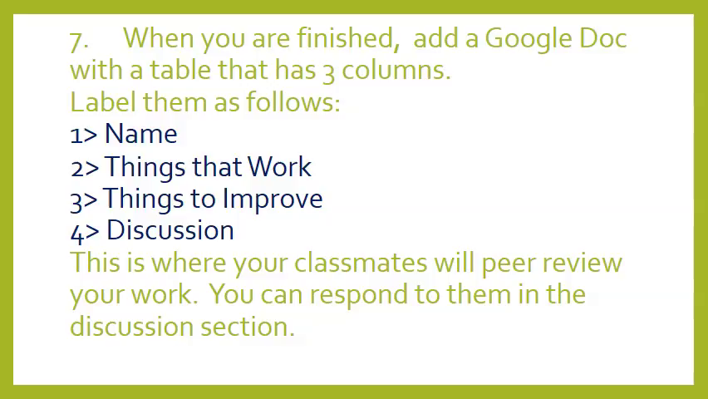When you're finished, you're going to add the Google Doc with a table that has 3 columns. You're going to label them as follows. You're going to have your name, things that work, things to improve, and a discussion. This is where your classmates will peer review your work. You can respond to them in the discussion section.